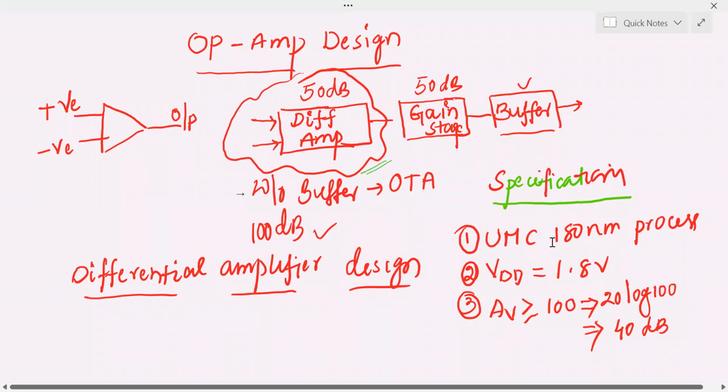Okay now. Another specification is load capacitance, CL. The load capacitance value is equal to 10 picofarads.